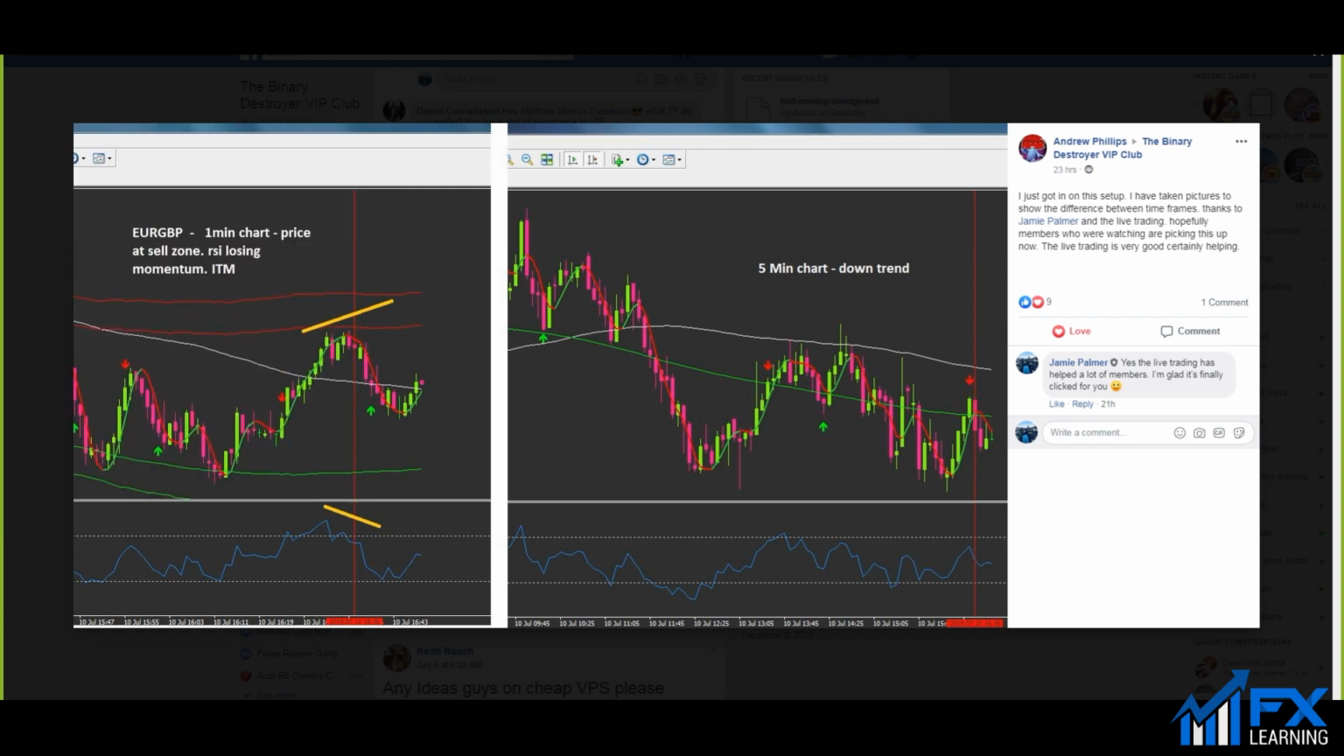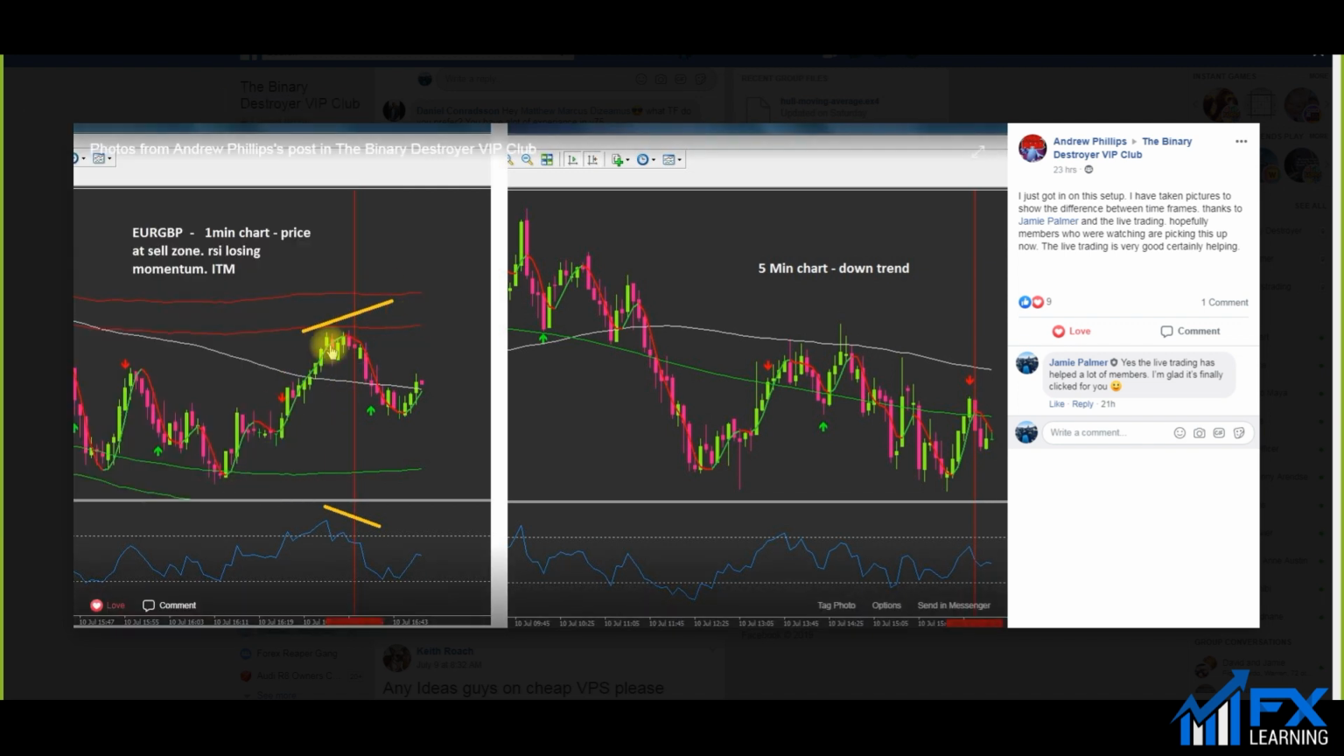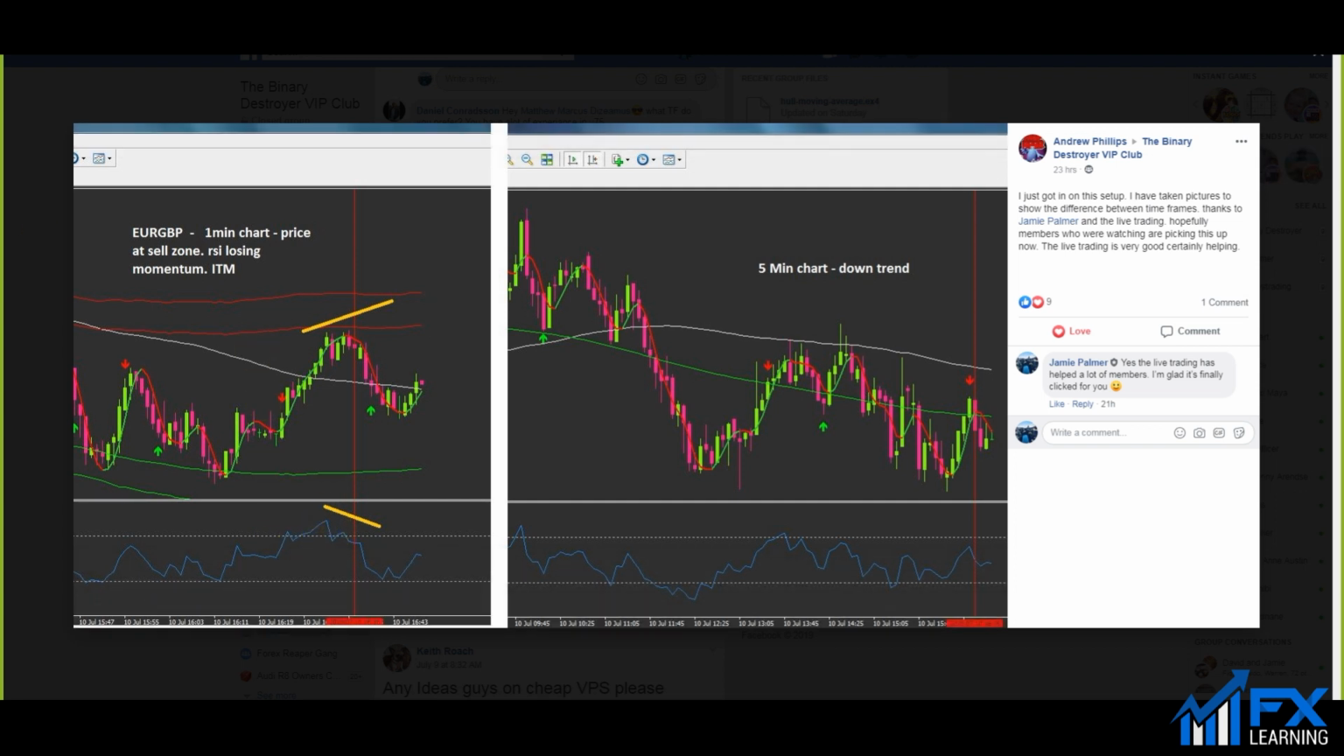Just pop this to the side here. You can see why this was a good look. In fact, this is the same setup I just took now. Notice how price enters the sell zone at the top here. We've got divergences on the RSI, and then also we've got a signal arrow on the 5-minute charts, signifying to sell the market with the trend. So that's a beautiful trade there.